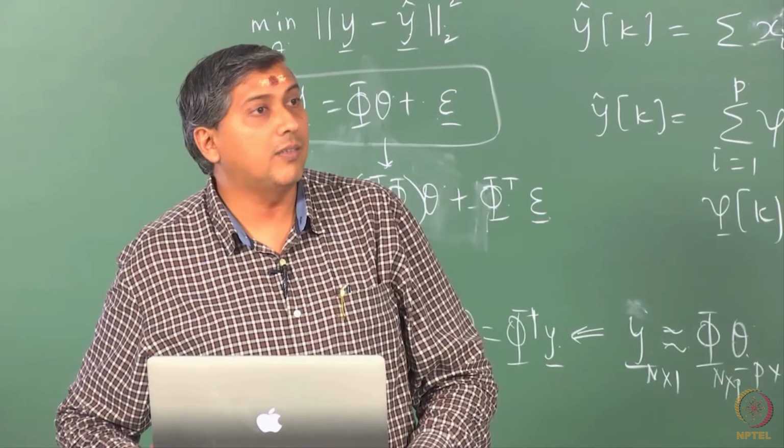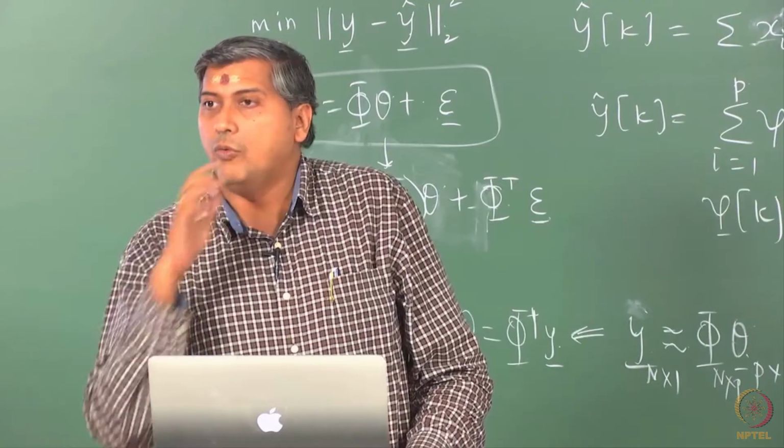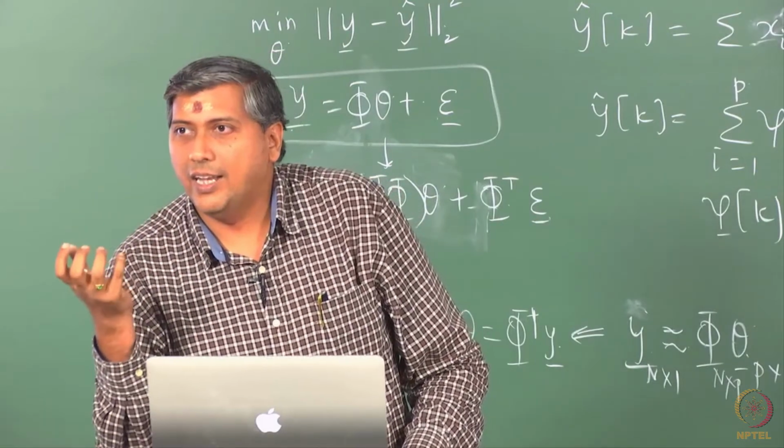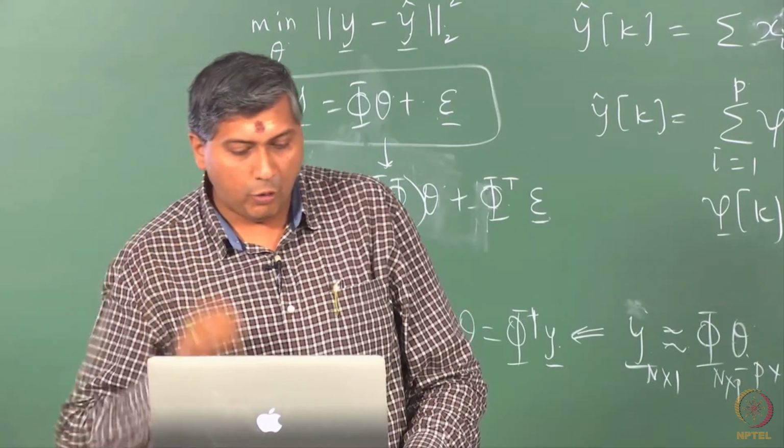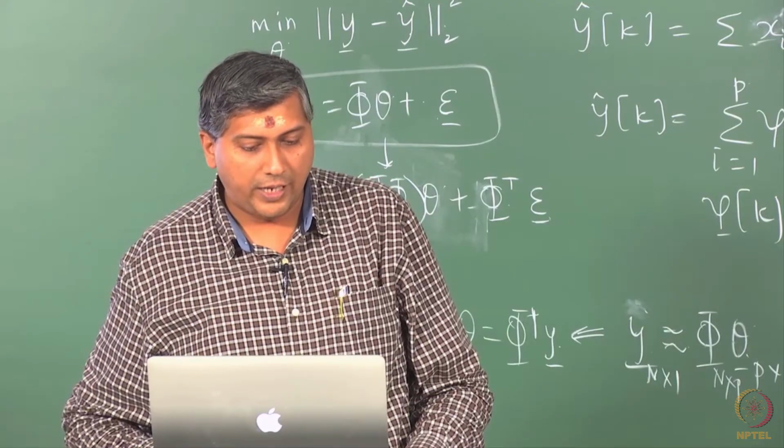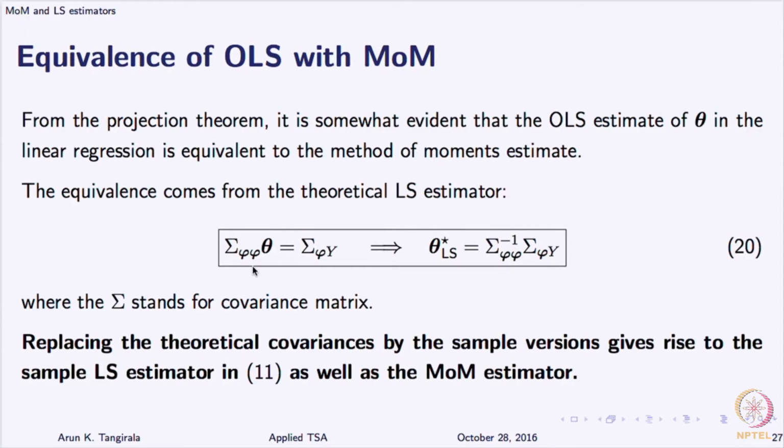Last time in the last class, when we started off with the theoretical least squares problem, we wrote this equation that you see in equation 20, sigma xx times theta equals sigma xy. So, from a method of moments perspective, what is the idea? You write the theoretical relations between the parameters and the moments and then replace the theoretical moments with time averages.